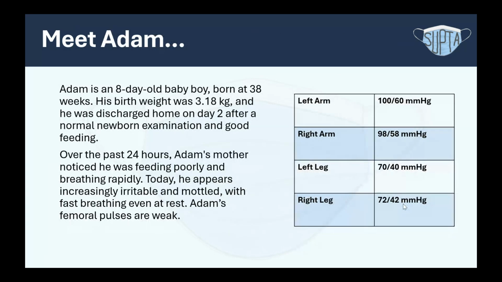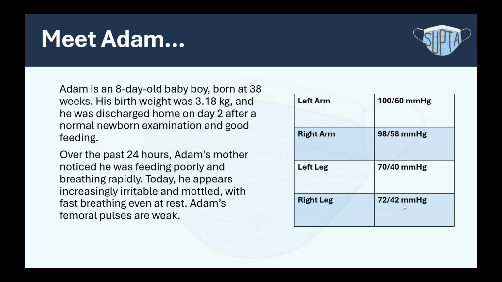38 weeks. He has no notable issues at birth, a normal weight of 3.18 kilograms, and had no positive findings on his newborn exam, so he was discharged on day 2. Over the last day, his mom reported that Adam's feeding was quite poor and he started to get tachypneic. When you examine him, you find weak femoral pulses, so you decide to measure his blood pressure, and it differs between his upper limb and lower limb. The exact values are in the table on the right side of the screen.